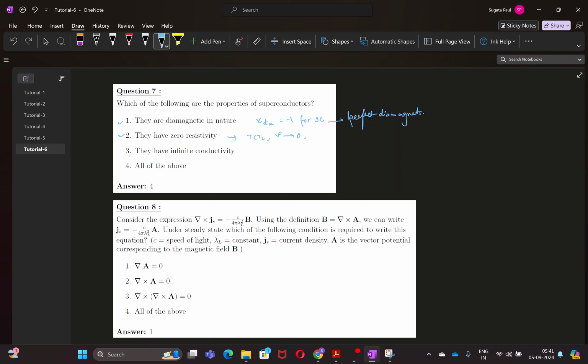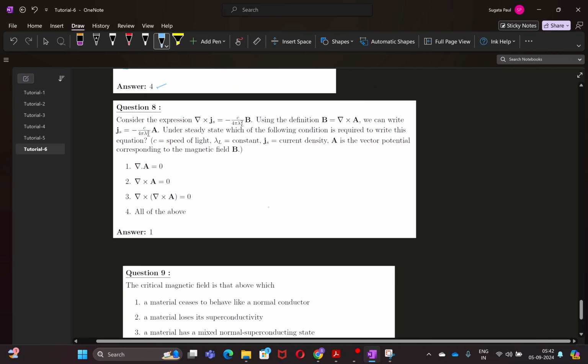Third is they have infinite conductivity. This is also true because if in the superconducting state resistivity tends to 0, that means the conductivity, which is inversely proportional to the resistivity, should be going to infinity. The superconductors have a very high conductivity because in that state the dissipation goes to 0. So it is also true. And 4 is all of the above. So this is our correct answer because all 3 of the properties are true for the superconducting state, right? So the answer is all of the above.